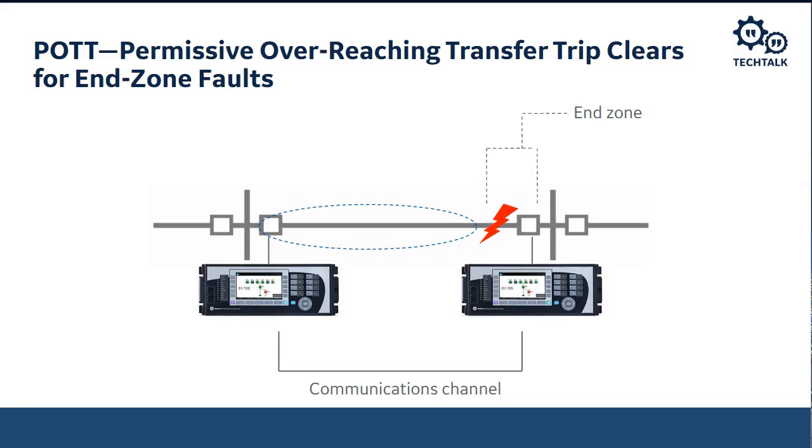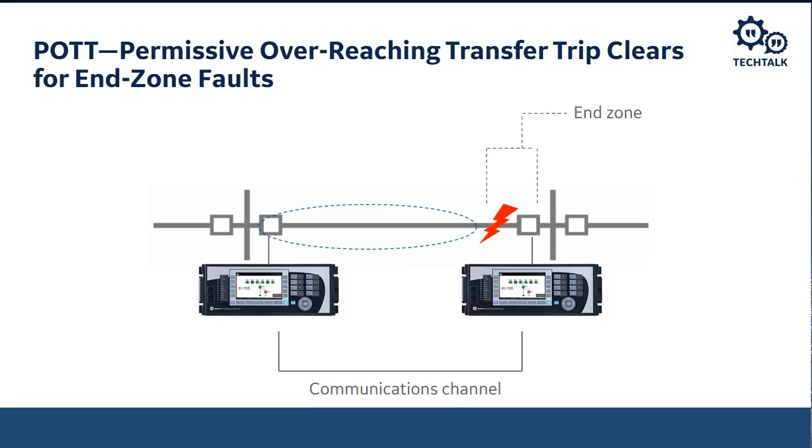I have to intentionally, for the zone 1 element that has no intentional time delay on it, not make it reach all the way to that breaker. So there's this end zone, right? There's an end zone that I show there where if I have a fault there, I can't trip as fast.